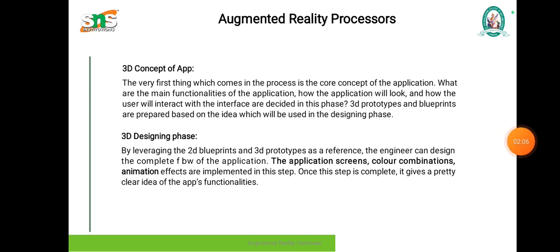And the second process is the 3D designing phase. The 2D blueprints and the 3D prototypes are the reference, and the engineers can complete the flow of the application. That includes the application screens, color combinations, animations, and effects. So these kinds of steps will be implemented. Once this step is completed, it gives pretty clear ideas of the application's functionalities.